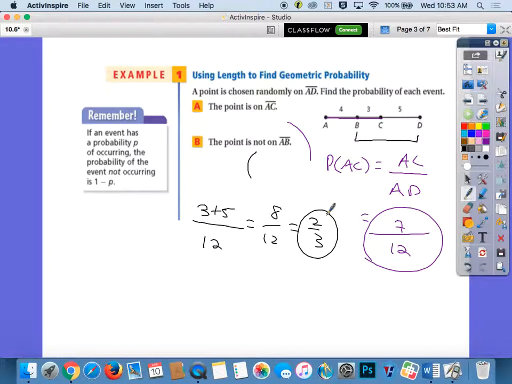Another way that you can do this, and that's what it says here, you're going to see me alternate it a little bit, is you can also find the probability of landing on AB, which would be 4 over 12. And then you can subtract that from 1.